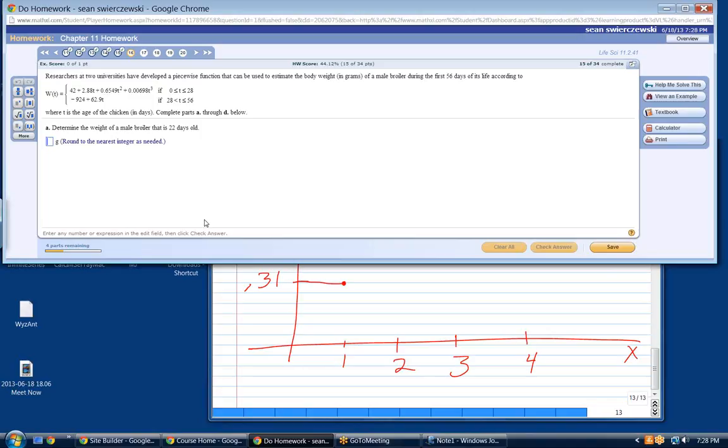Well, yeah, it's going to be a lot more than 42. 2.88 times 22 has got to be 50, so it's at least 92 plus quite a bit more. The last term's not going to contribute much, but this term probably will.